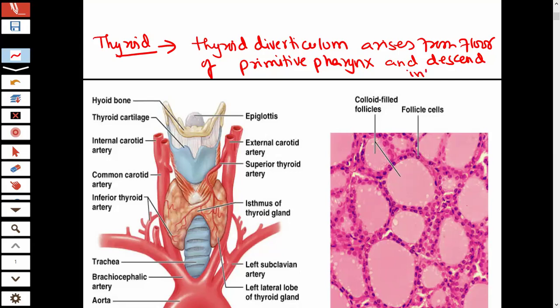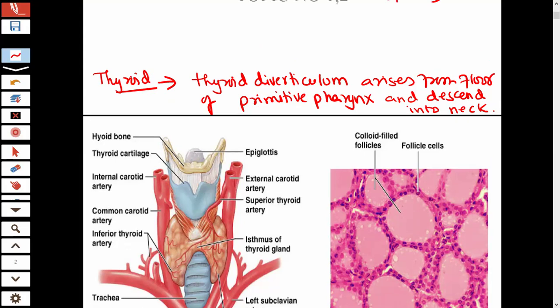So the thyroid develops as an outpouch in the primitive pharynx. Diverticulum means an outpouch. It arises from the floor of the primitive pharynx, and then it descends down into the neck region. Second important point, please remember, this is the development of the thyroid gland.